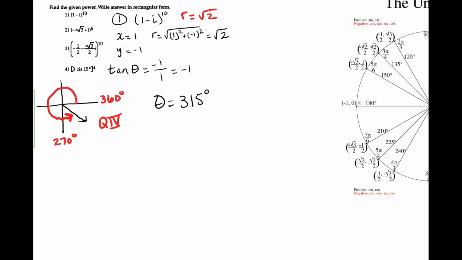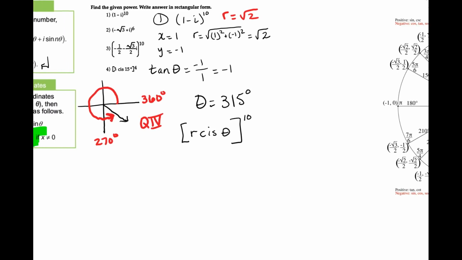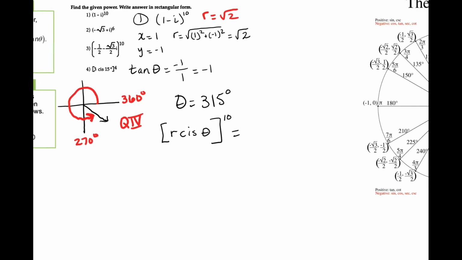Next, we're going to write this out in r cis notation, and then raise it to the 10th power. So we're going to have something that looks like this, r cis theta to the 10th power. Let's see what we've got. We've got the square root of 2, and then cis 315 to the 10th power. It looks something like that.